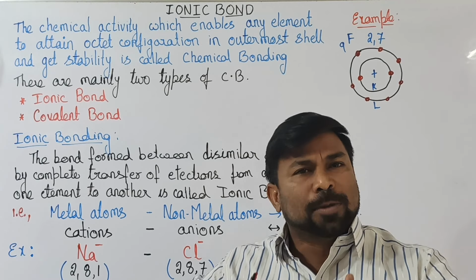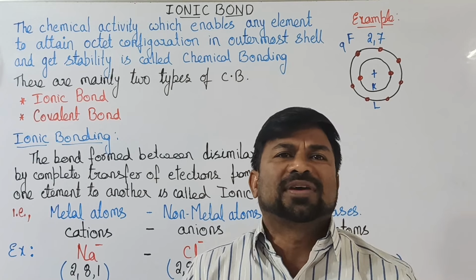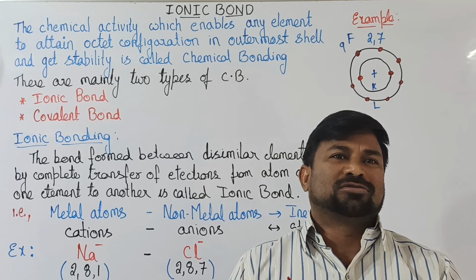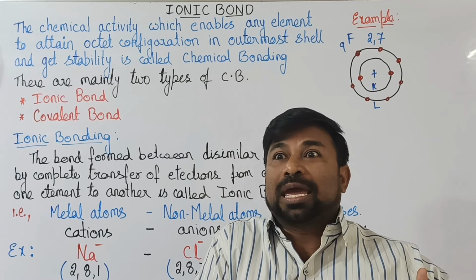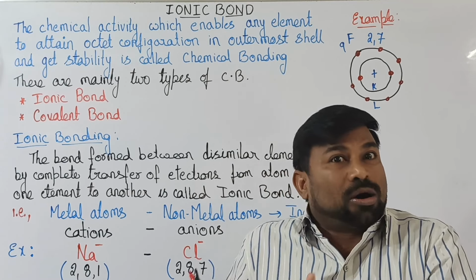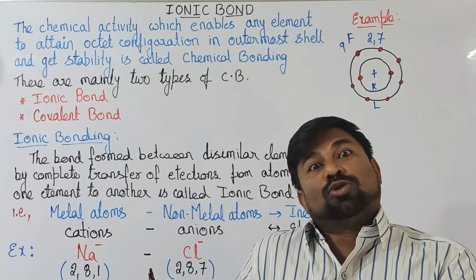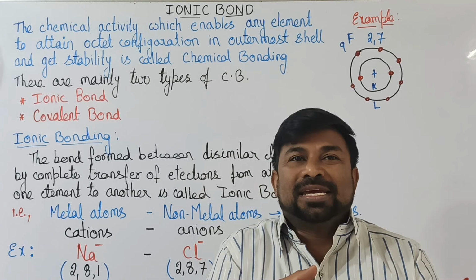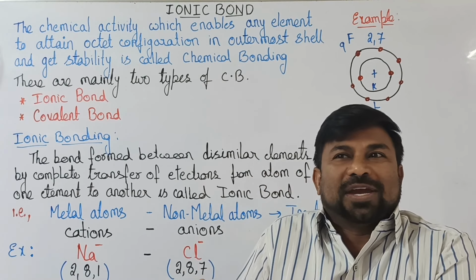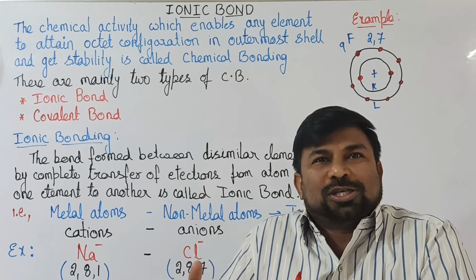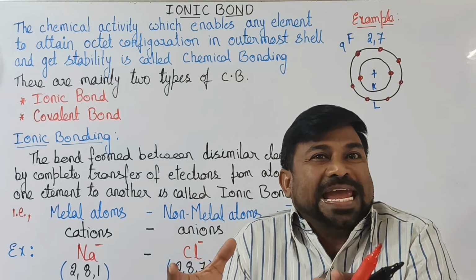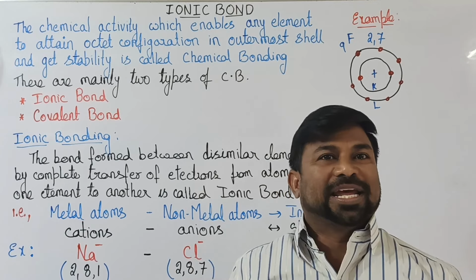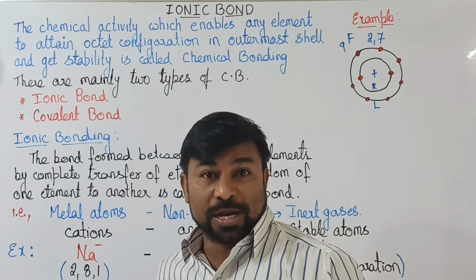Whereas all the remaining elements, from group 1 to 7, try to lose electrons or gain electrons so that they too can have an outermost orbital octet, and they too can have the outermost orbital completely filled. So the process of attaining stability, the process of getting octet configuration, the process of filling the outermost orbital with 8 electrons, is nothing but chemical bonding. Let me explain that.